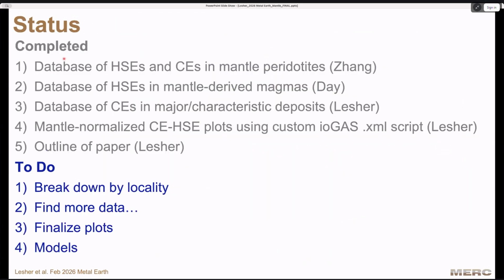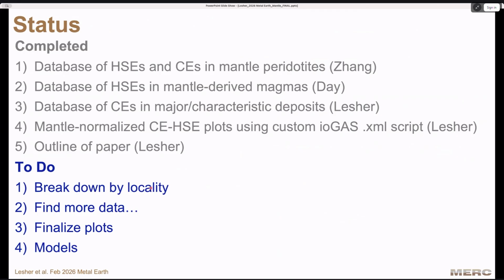So completed are the databases by Shuai and James, and I've got all the chalcophile elements in nickel copper PGE deposits that I just added in this morning, but I haven't plotted. And then I've written an IOGAS script that helps me plot these up. I've done an outline of the paper, so this is basically what I had done last time, except we've now got all these databases finished.